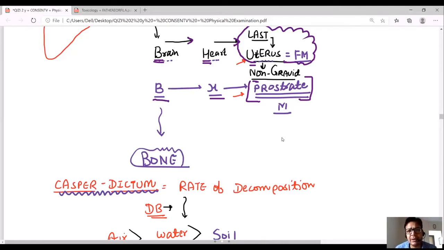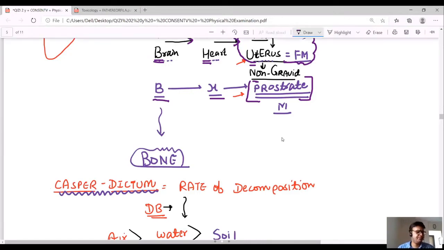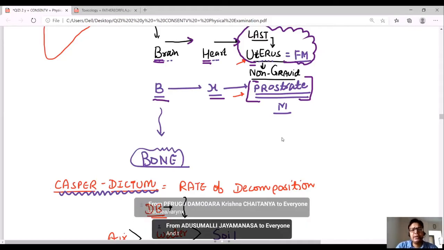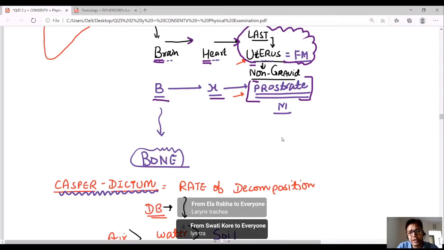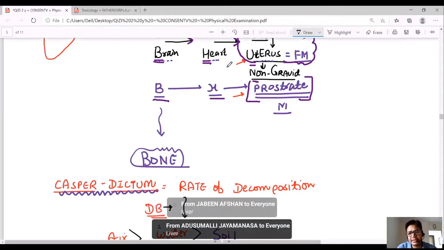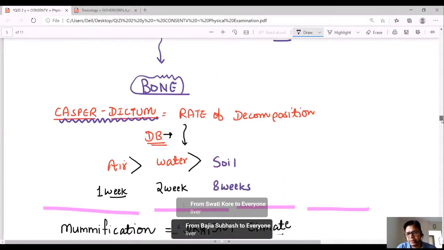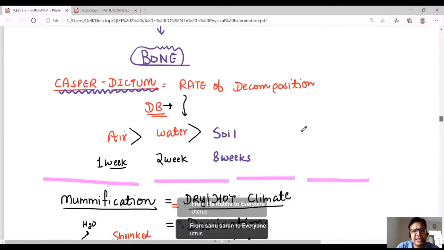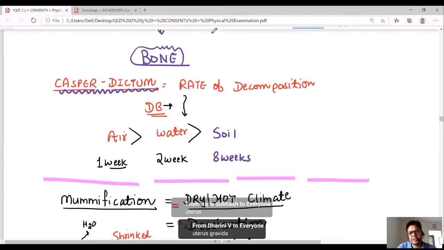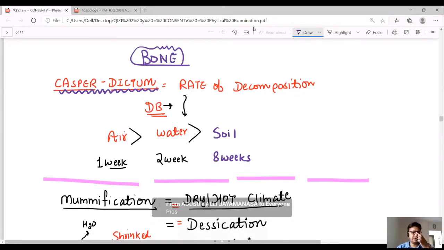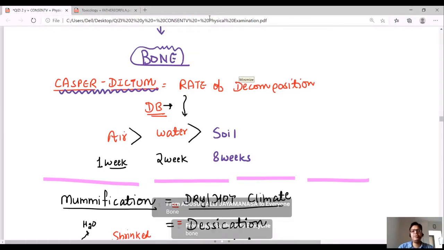Now, rapid revision, let me see what you do. Which is the first organ to be decomposed? Larynx and trachea. Honeycomb pattern is seen in which organ? Liver. Which is the last organ to be decomposed in female? Non-gravid uterus. Very good. Which is the last organ to be decomposed in male? Prostate. But which is the overall last structure to be decomposed? Bone.